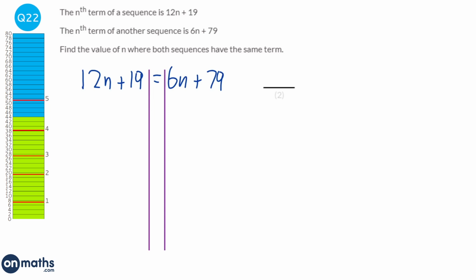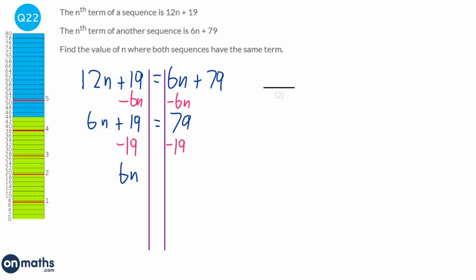And I'm going to start off by getting rid of the n's from both sides. So we look to see which is the smaller amount. So we've got 12n and we've got 6n. So the smaller amount is the 6n. So we're going to take away 6n both sides. And so that would be 6n plus 19. And we've got rid of the 6n, so it's just 79. Next thing we're going to do is get rid of the 19. So take away 19 both sides.